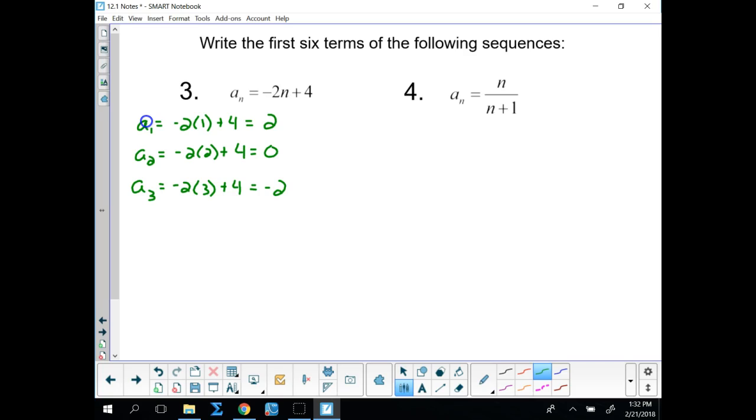Now, what do you notice about those numbers? It goes down by 2 every time. So we're subtracting 2 every time, right? So this next one should be negative 4, right?